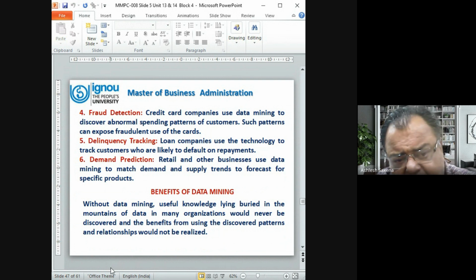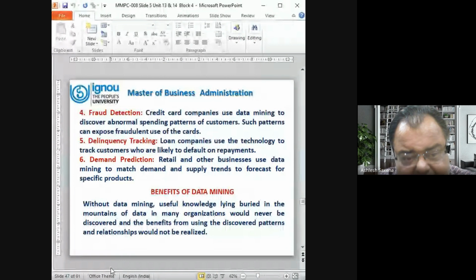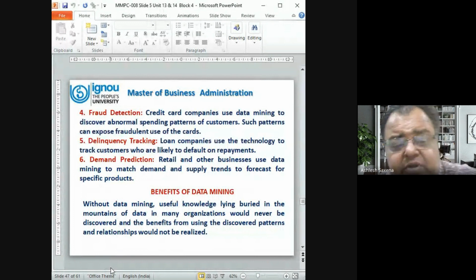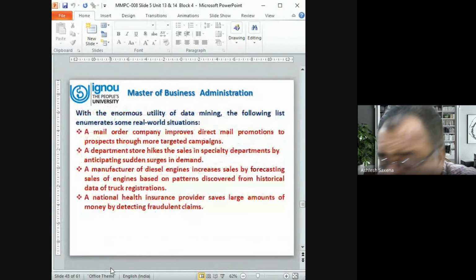What are the benefits of data mining? Without data mining, useful knowledge lying buried in the mountains of data in many organizations would never be discovered, and the benefits from using the discovered patterns and relationships would not be realized. With the enormous utility of data mining, the following list enumerates some real world situations.